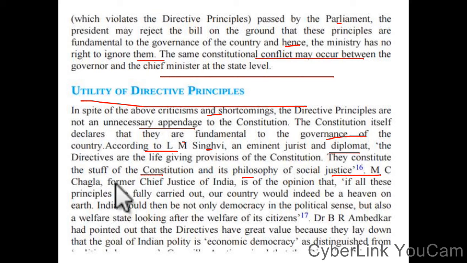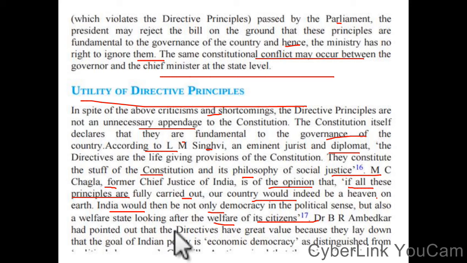Justice M.C. Chagla, a former Chief Justice of India, is of the opinion that if all these principles are fully carried out, the country would indeed be heaven on earth. India would then be not only democratic in the political sense, but also a welfare state, looking after the welfare of its citizens.